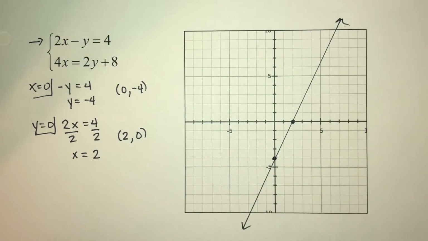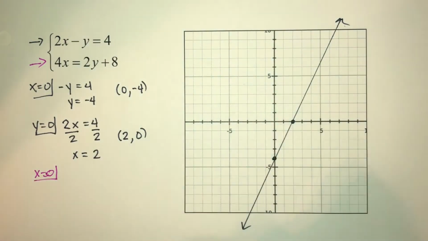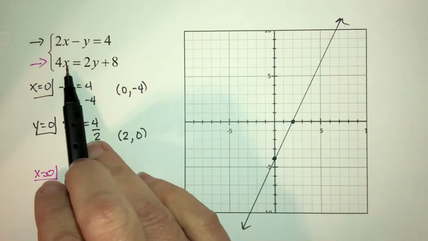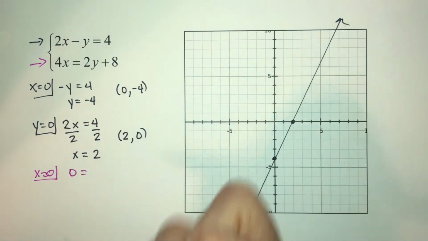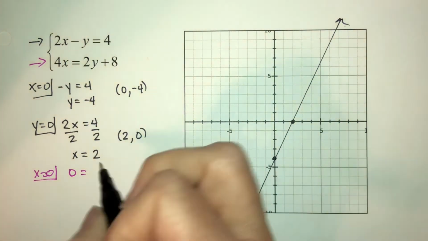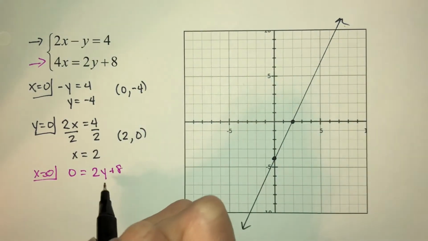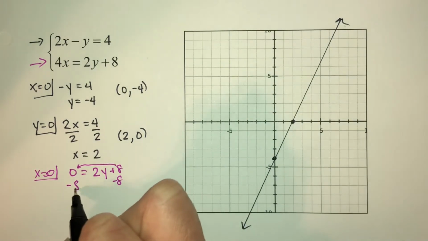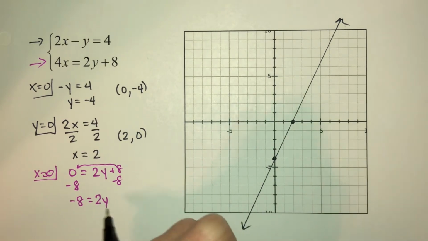Now let's go to our second line and say x equals 0. This one's set up a little differently, but that's okay. If x is 0, I have 4 times 0. Now I need to keep this 0 around because there's nothing else on that side. So I have 0 equals 2y plus 8. I need to get the y alone, so I'm going to subtract 8 from both sides. I get negative 8 equals 2y.